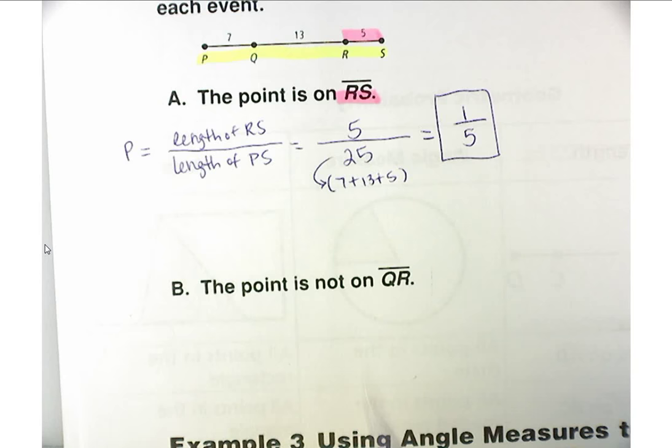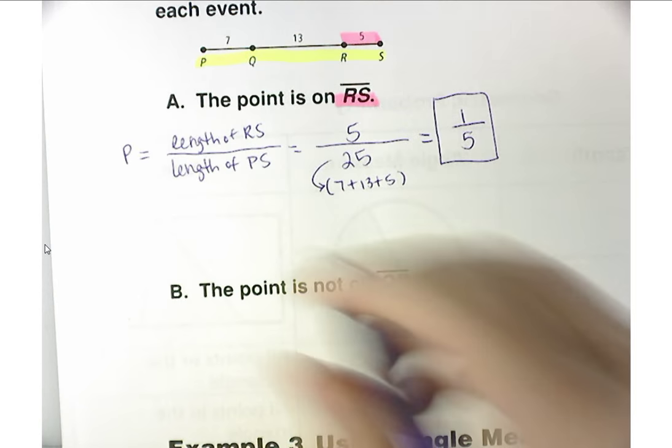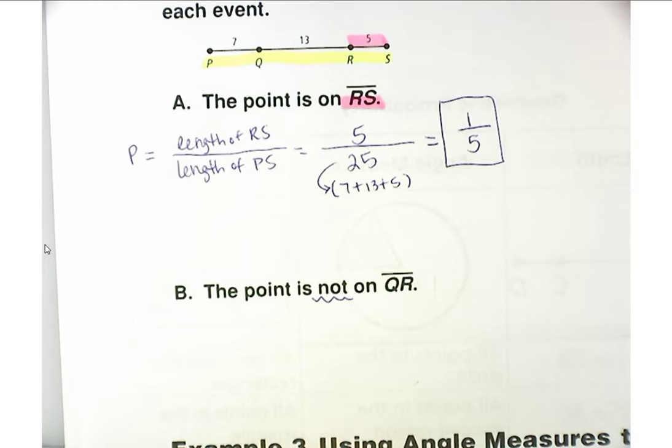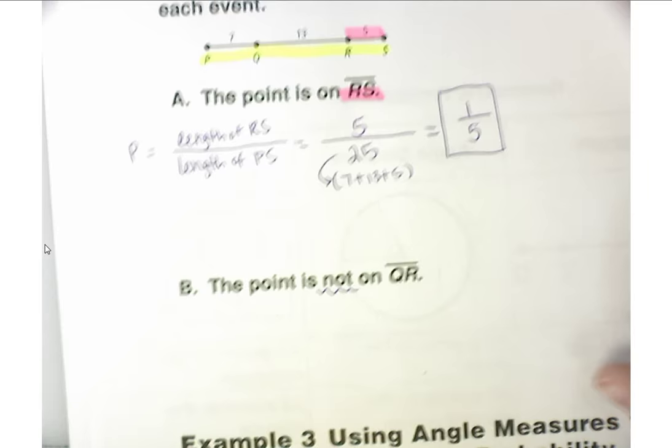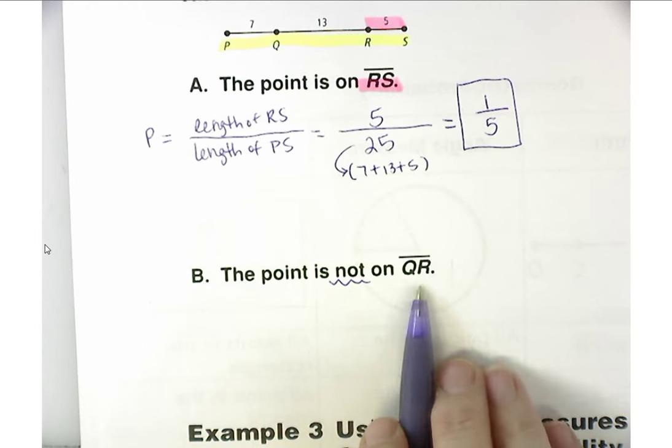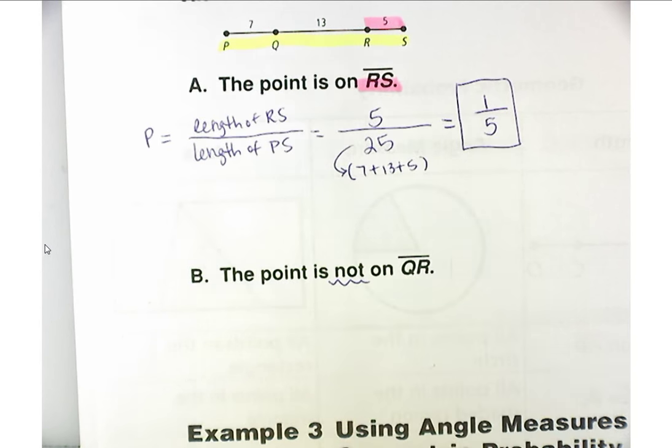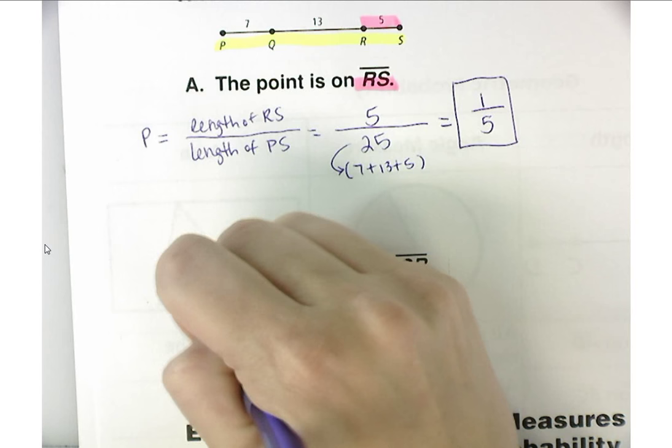Now this one says the point is not on QR. A point that is not on QR. There's actually a couple different ways that you can do this. Whenever you're trying to find something that it's not, one way you can do it is find a point that is on QR. So we're going to do that first.